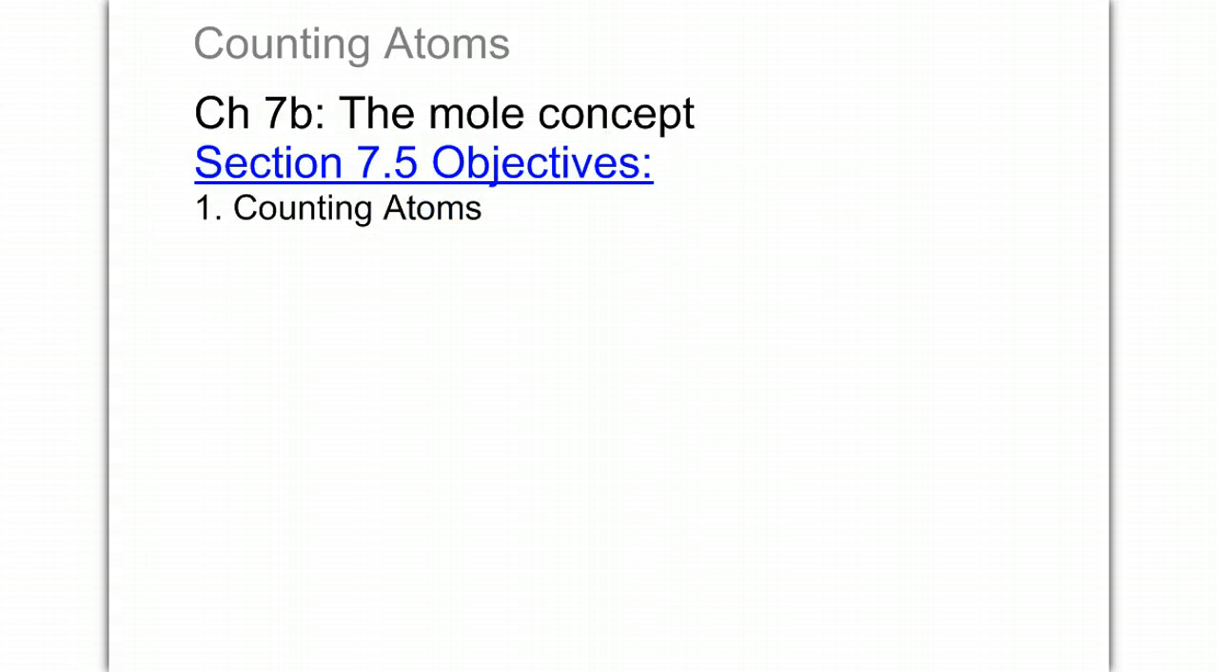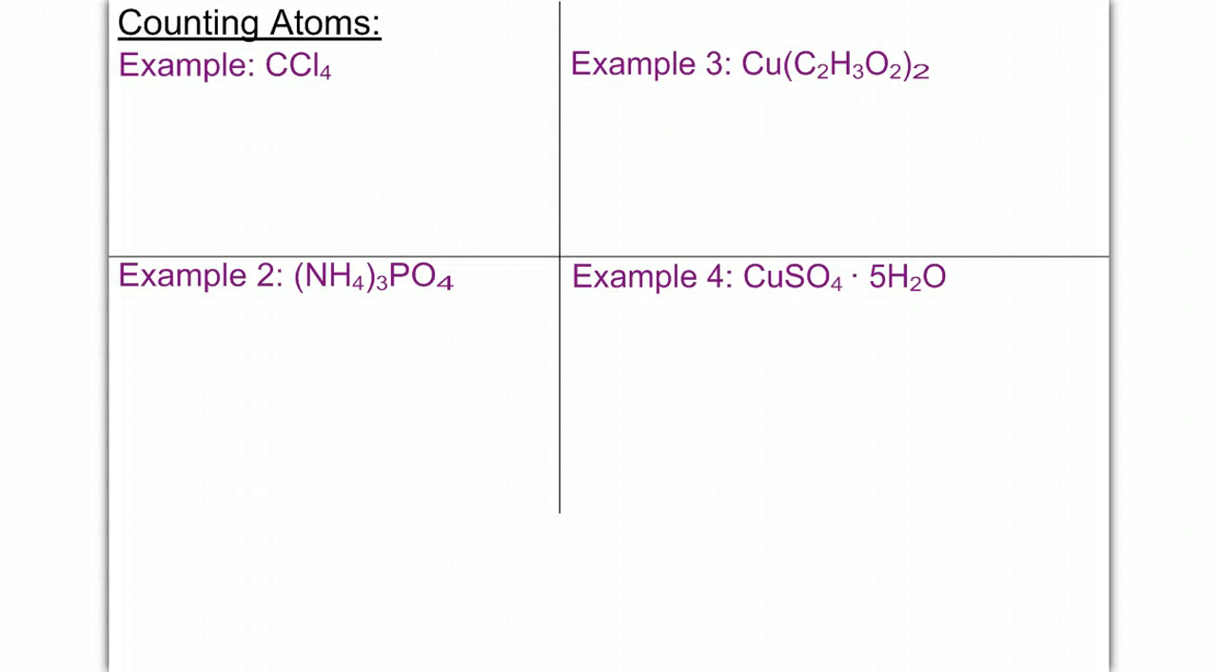So counting atoms is section 7.5. And so here are our 4 examples. The subscripts, and notice that the number here is your subscript. If there is no subscript, then that automatically means there is only a 1 there. It's an understood 1. So if I count the atoms that I have in this particular molecule, I have 1 carbon and I have 4 chlorine.